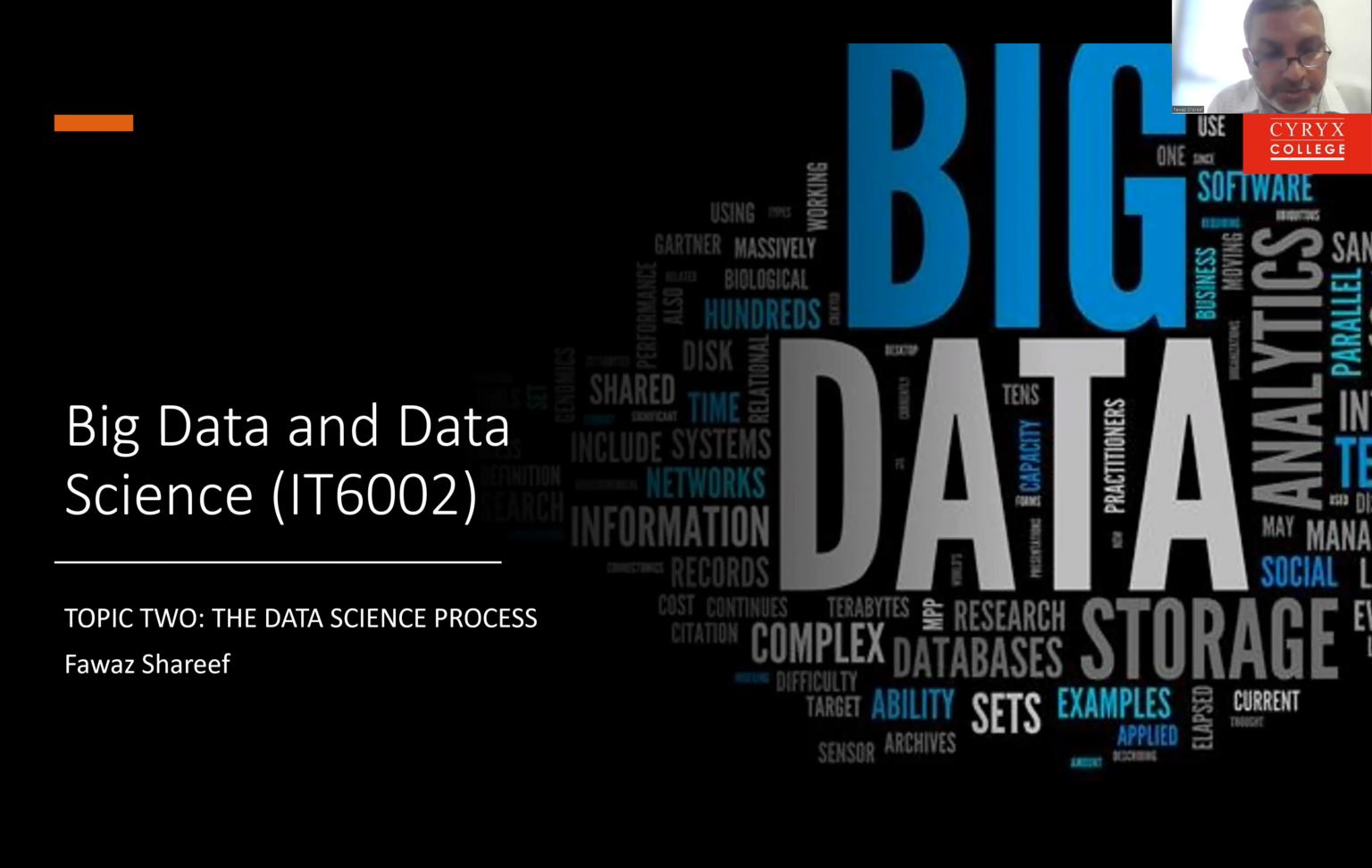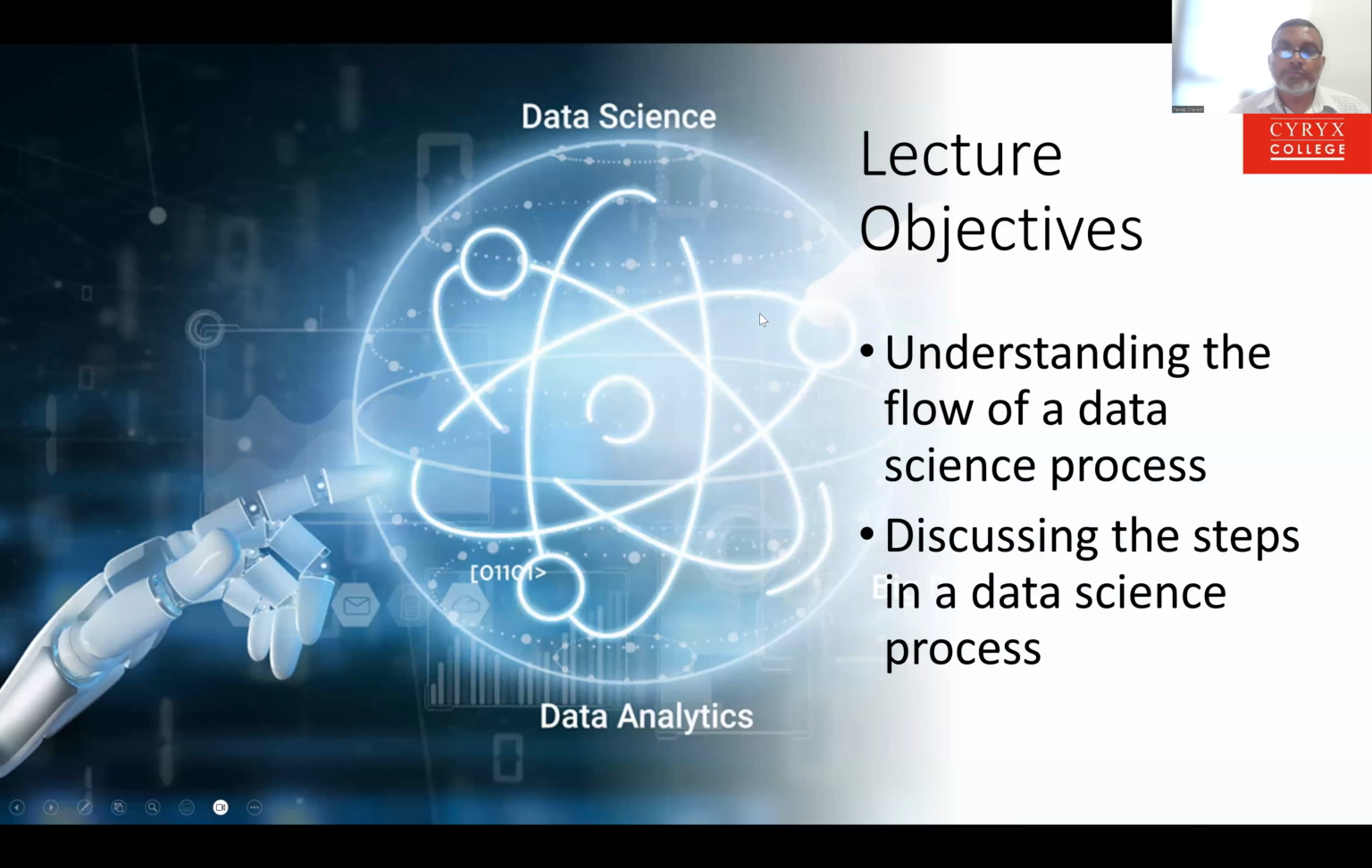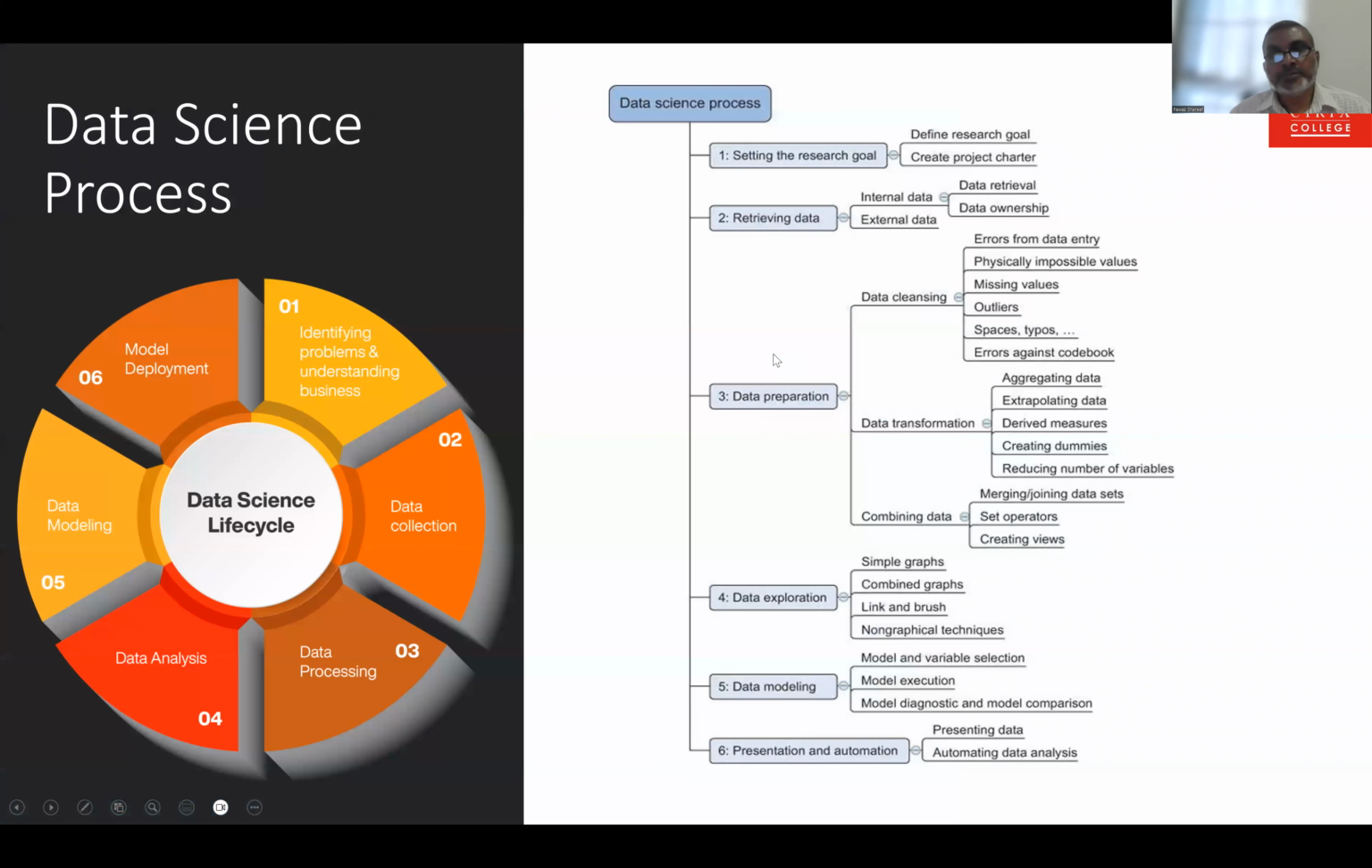Okay, so topic two. In this topic, we are going to look at the data science process. We are going to cover mainly two aspects: understanding that there's a flow to the data science process, and discussing the steps in that data science process. So basically, those are our objectives.